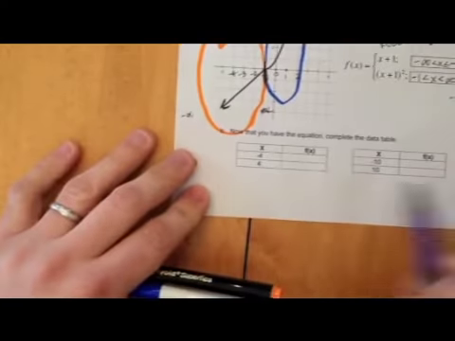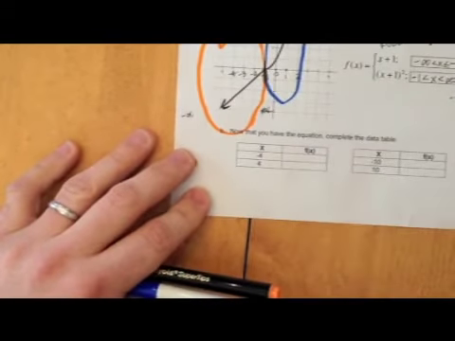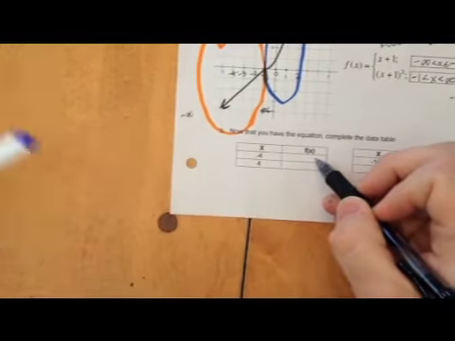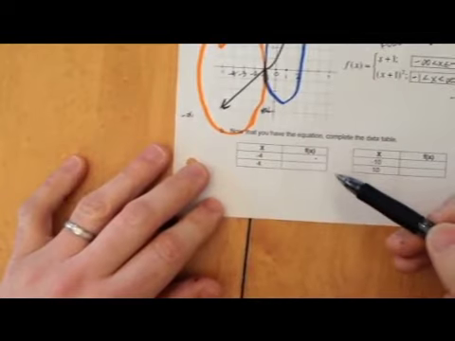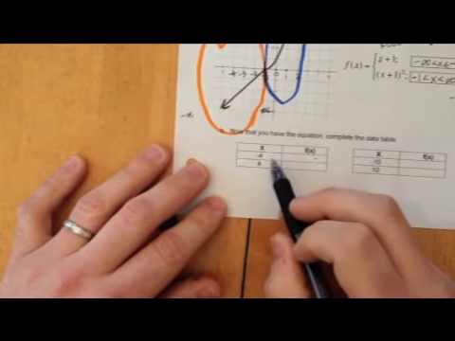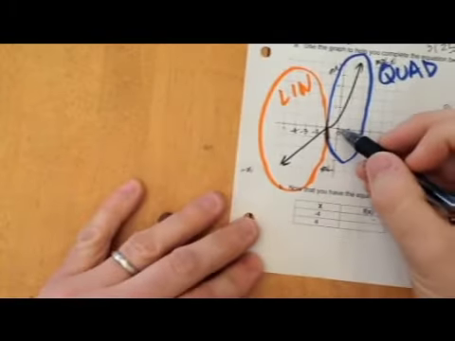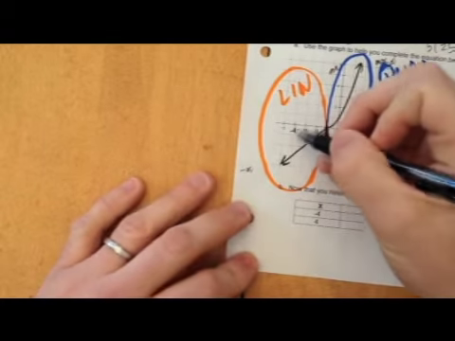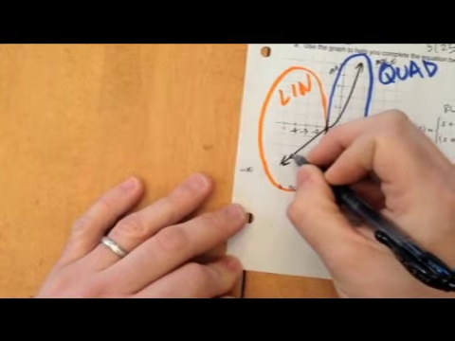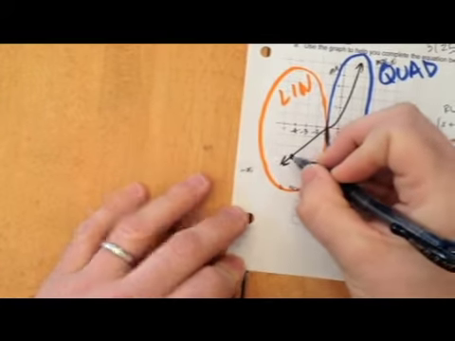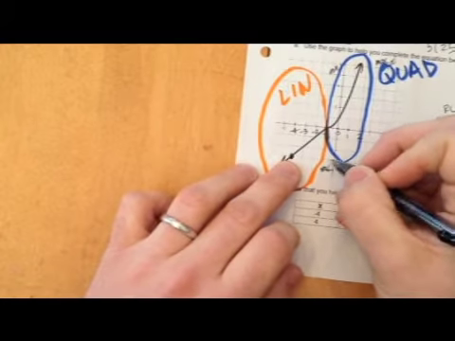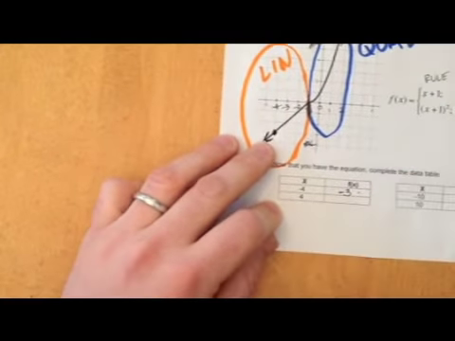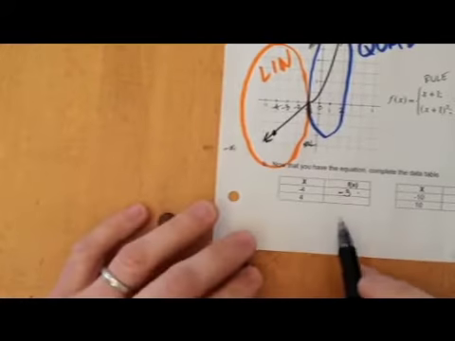Part B says, now that you have the equation, complete the data table below. I've got x values, and I need to look at the rule or the graph to figure out what the y values are. -4 is pretty easy. I look at my graph and go over to x equals -1, 2, 3, 4, and look at where my y value is. You can see it's right there, which is a y value of -1, 2, 3. Beautiful.